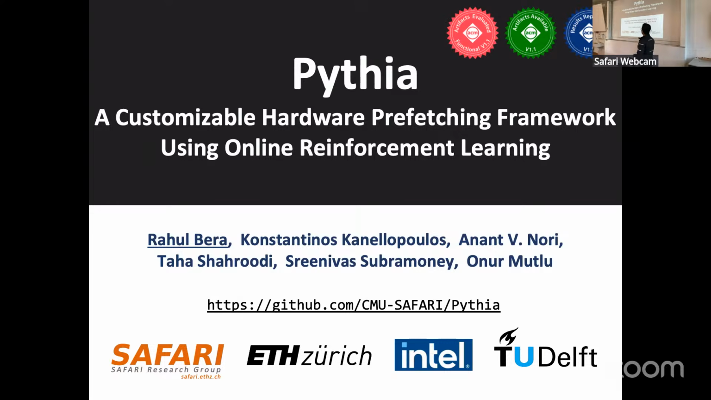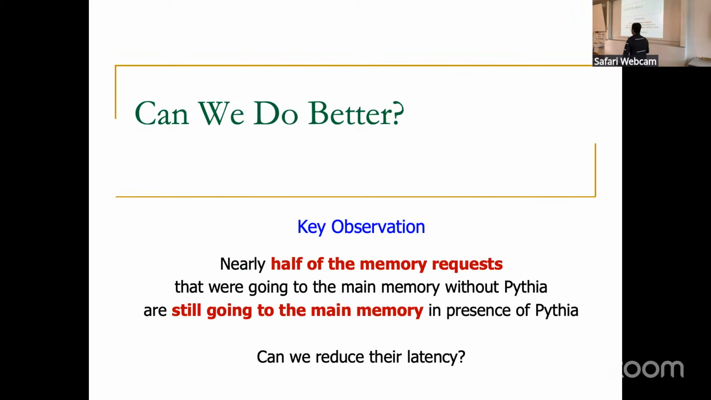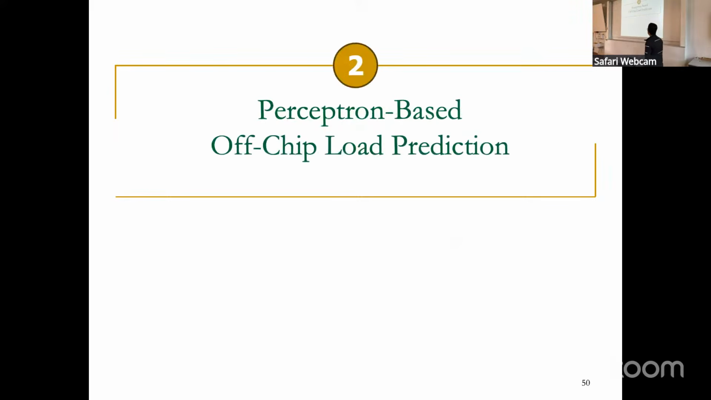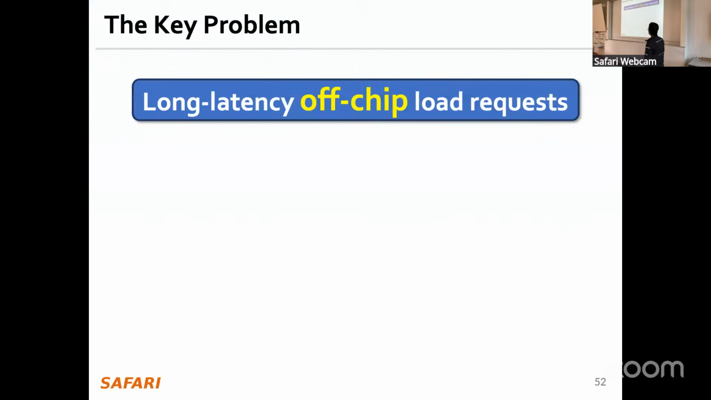Okay, so if not, then let's go to the second one. So you saw one prefetching mechanism that basically tries to anticipate what addresses are going to come next. Correct? Now, can we do better? So what we saw, and I'm not going to read this, I'm going to show you this.